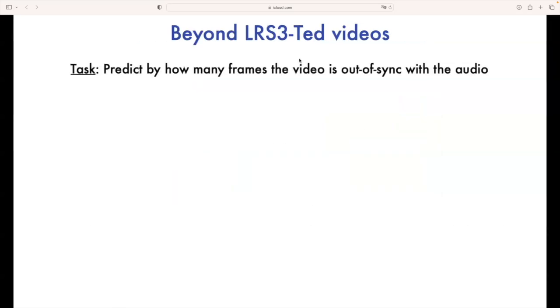Okay, so now let us see some of the results which are out of the data set. Until now, we saw the qualitative results for the data set test set videos. Now we will see some of the results for in-the-wild real videos taken from YouTube and see if our model can generalize to these inputs as well.